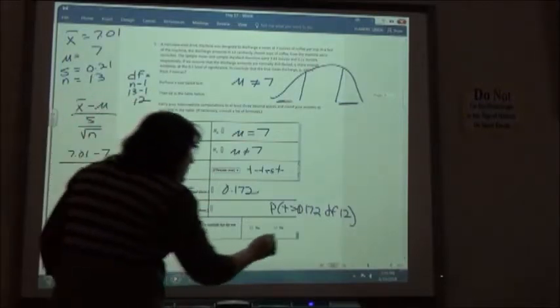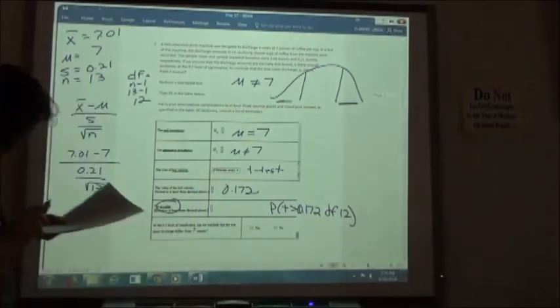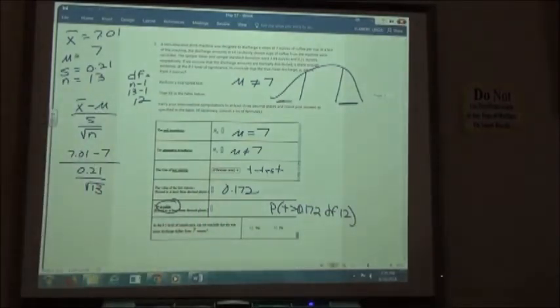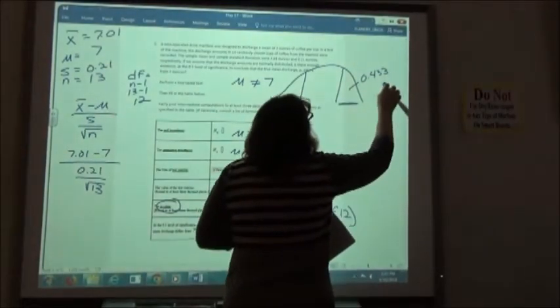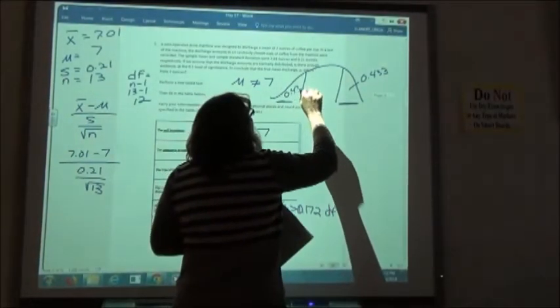So, that's supposed to be 0.172, right? So, on the calculator, you're going to do P of t is greater than 0.172 with a degree of freedom of 12. 0.433, which means this one is also 0.433.